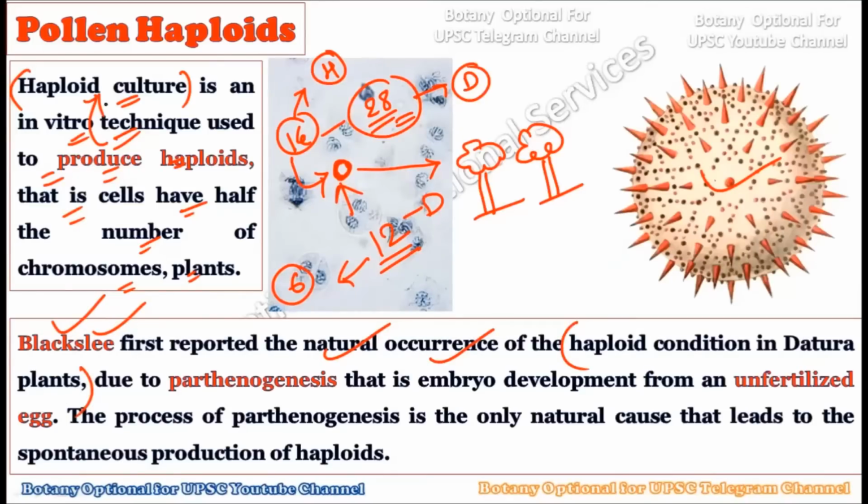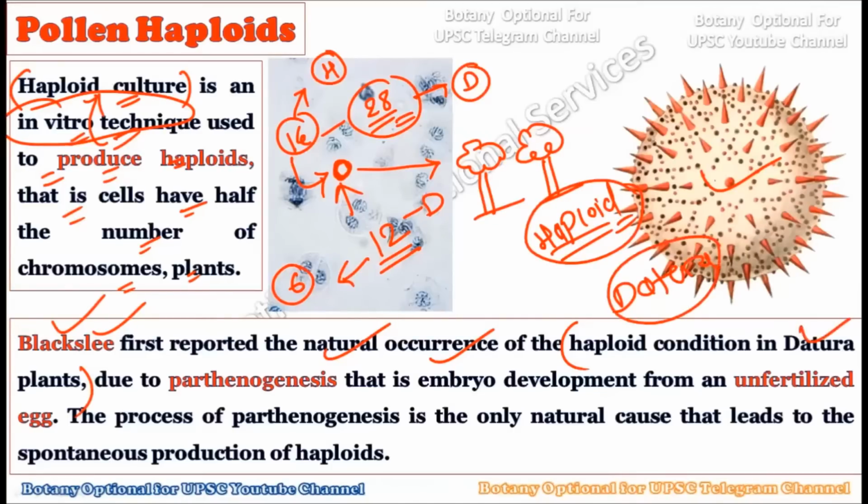So basically, although we are doing the in vitro technique here, that is the artificial plant tissue culture technique, these haploid plants are also present naturally in the natural world. This condition is naturally found in the Dhatura plant. Dhatura naturally shows the presence of haploid plants. So how do these plants become haploid instead of diploid? It is due to the naturally occurring phenomenon of parthenogenesis, right?